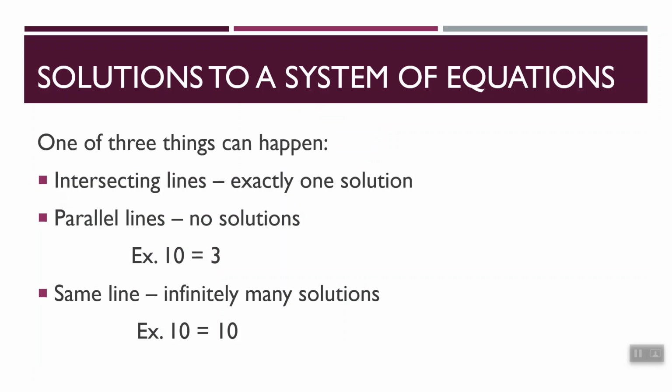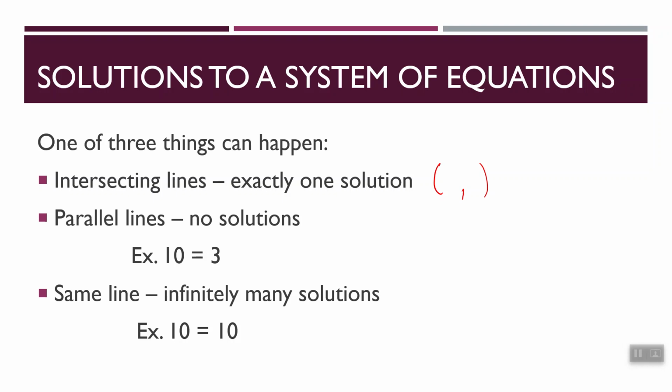So still a reminder, the solutions to a system of equations can happen one of three ways. We either have intersecting lines where we get exactly one solution that we write as an ordered pair. We have parallel lines which do not have any solutions because they never intersect. When solving these algebraically, remember we lose the variable and we end up with a statement like you see there that says 10 equals 3, so that's false.